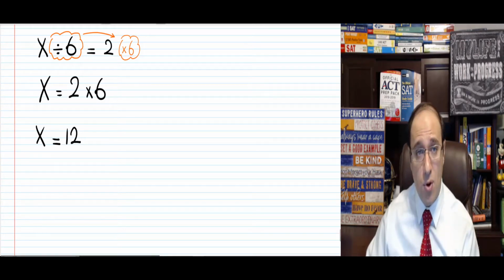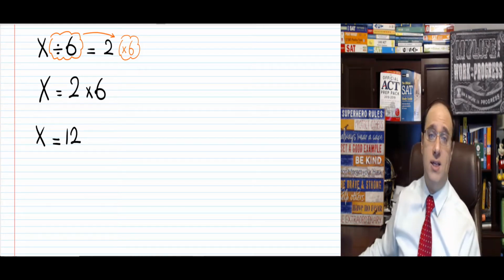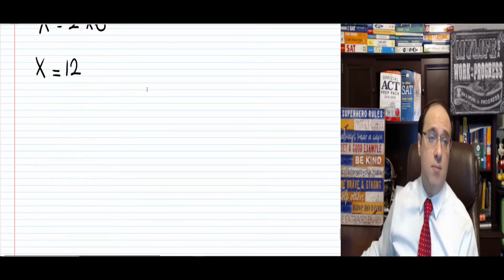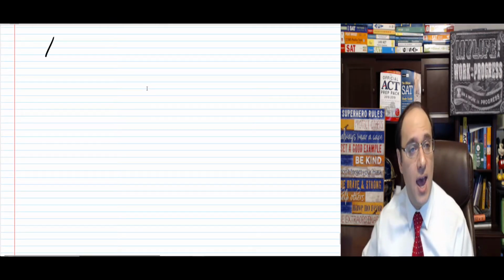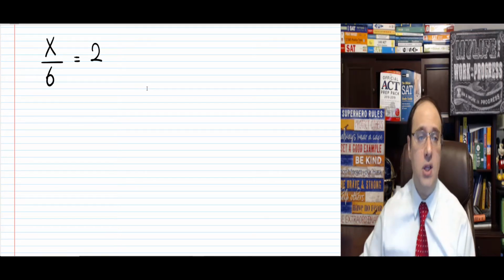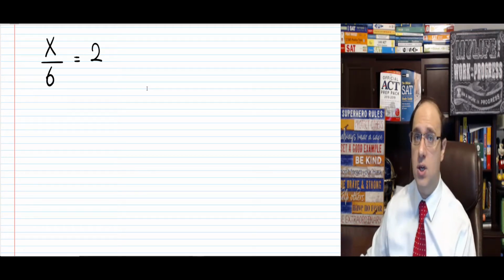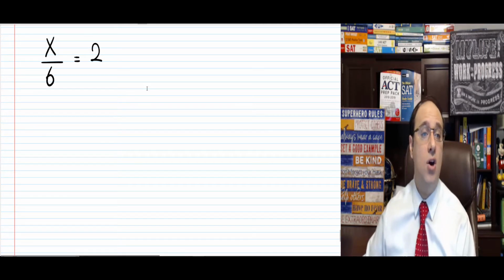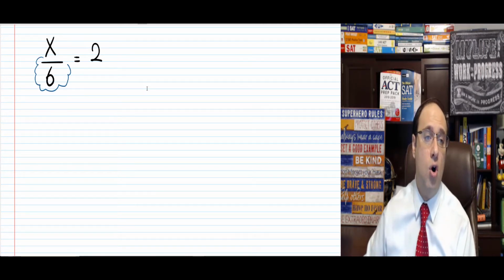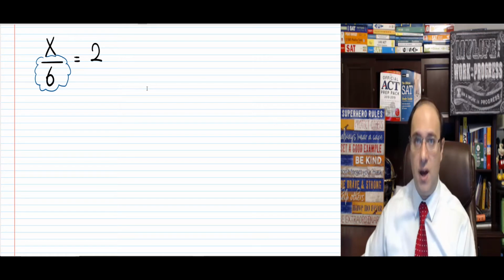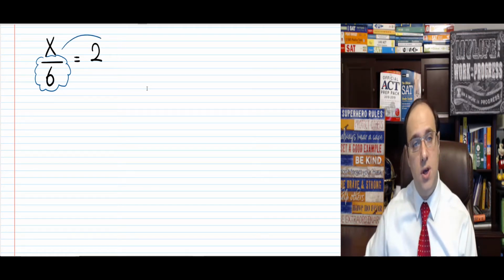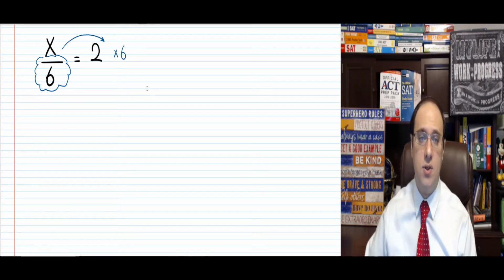Now, remember that we can also rewrite x divided by 6 as x over 6. So I can get the question like this. X over 6 equals 2. What's the meaning of over 6? Over 6 means divided by 6. So it goes to the other side as times 6.